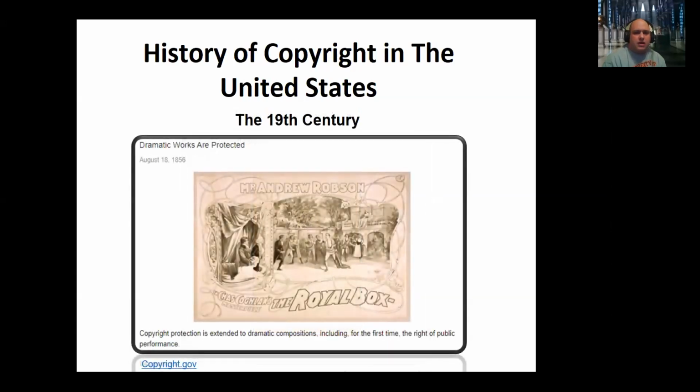Here we see in August 18th, 1856, where they begin to copyright and protect plays of performance or dramatic works of art. So here's a composition that was created, and they also allowed, for the first time, the right to public performance. So these are things that were on stage, shows and theater, that could now be copyrighted and protected.